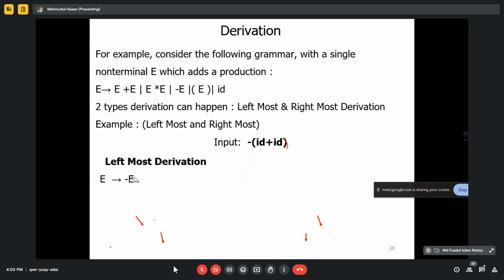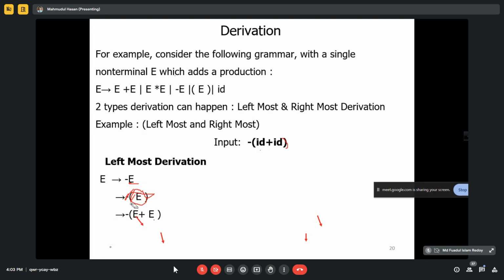Okay. So the second production rule is this one. You replace this E with this one. This one is terminal, this one is terminal, and only one E. So only one E means only one non-terminal, so leftmost or rightmost doesn't matter. Okay, got it? Then which production rule is the next? E plus E.